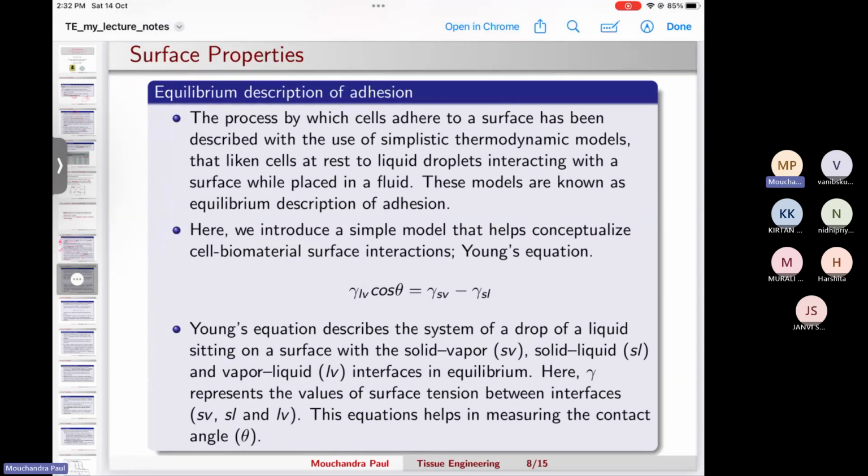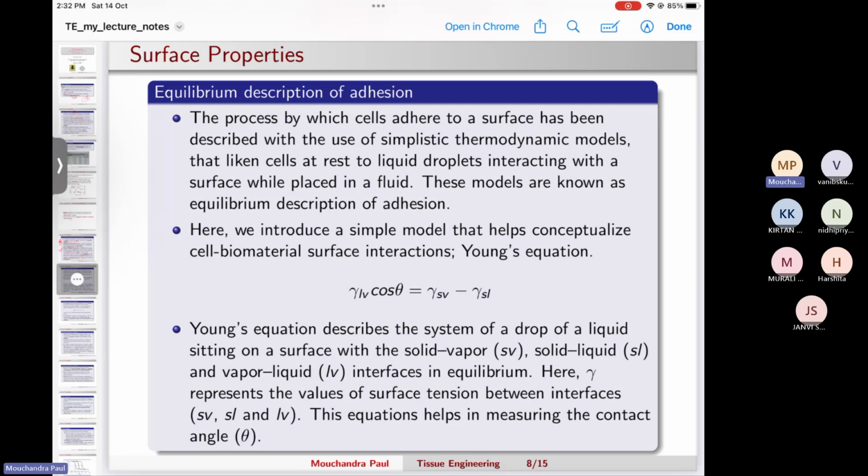Now, from this topic onward, it is a bit complicated, so I will try to go slowly. But if you face any confusion, let me know, because this topic that I'm going to explain, how cells adhere on a surface and what goes on at the surface, is a bit complicated to understand. So if I'm repeating anything or you have any queries, let me know.